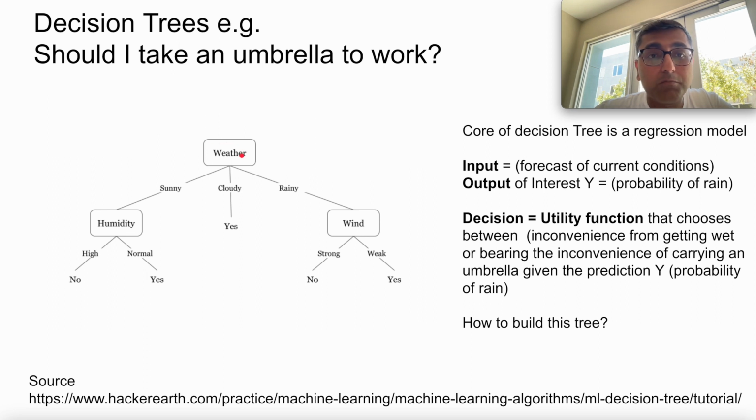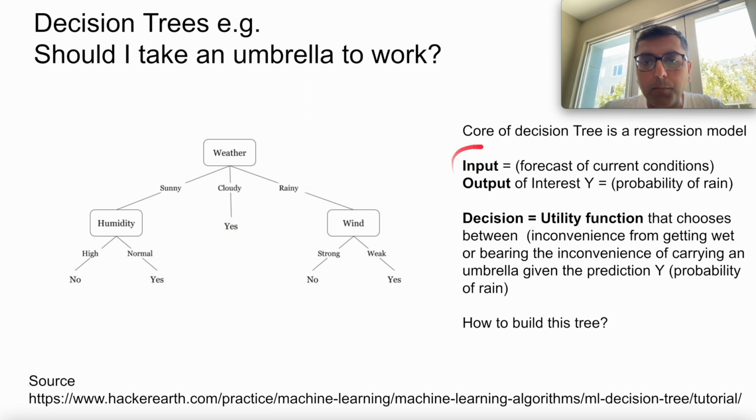In our mind, we are trying to have a utility function that says, am I okay with the inconvenience of getting wet, or am I okay with the inconvenience of holding this umbrella when there's no possibility of rain? That's the internal utility function in our head. What if we could build a decision tree that says, check the weather. Is it sunny, cloudy, rainy? And if it's cloudy, you want to take the umbrella.